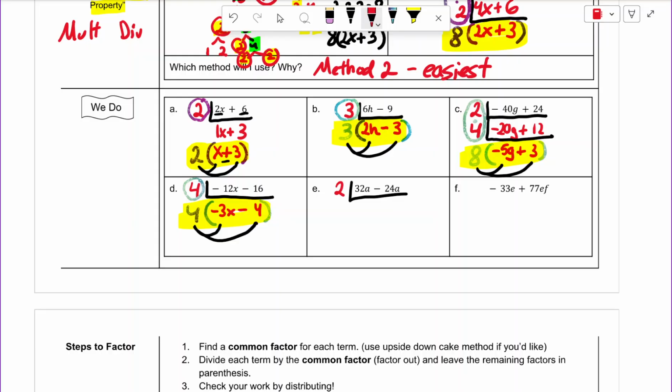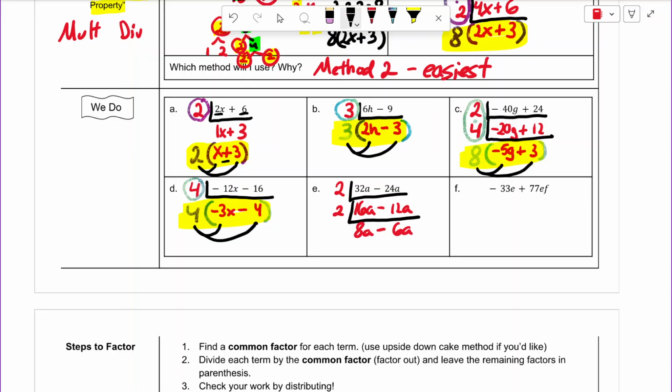So 32a divided by 2 with the calculator is going to give you 16a. 24a divided by 2 is going to give you 12a. Bring down the minus sign. Then you make another layer of cake. You see they're even numbers again, so you say 2 again. 16a divided by 2 is 8a, and 12a divided by 2 is 6a. Bring down the minus sign.